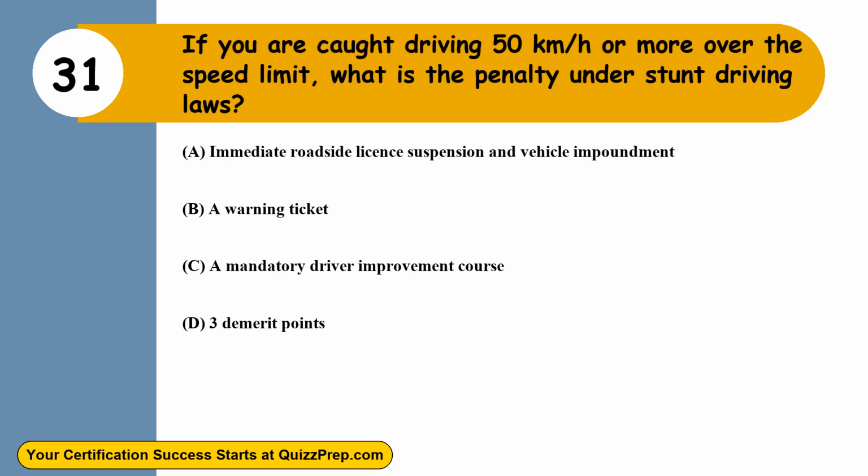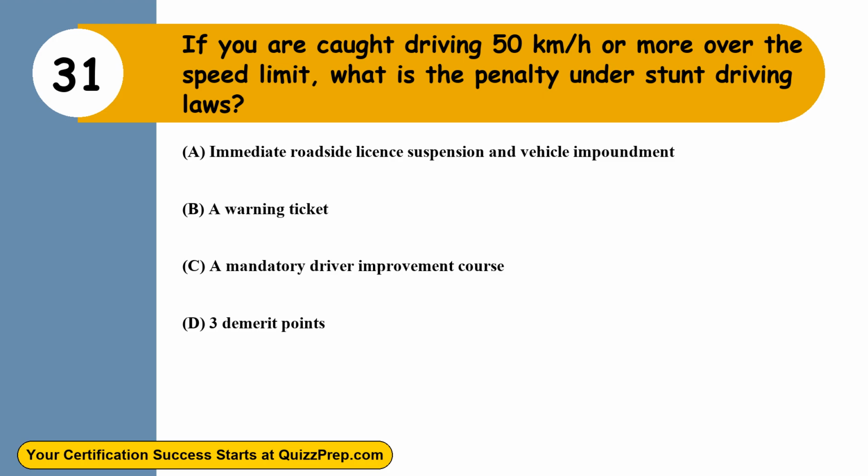Question 31. If you are caught driving 50 km/h or more over the speed limit, what is the penalty under stunt driving laws? Option A, immediate roadside license suspension and vehicle impoundment. Option B, a warning ticket. Option C, a mandatory driver improvement course.